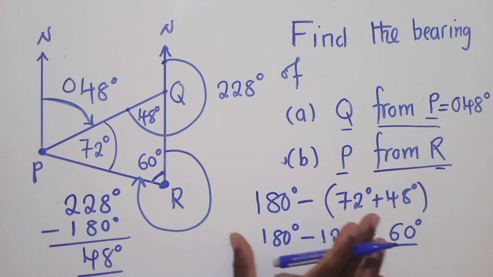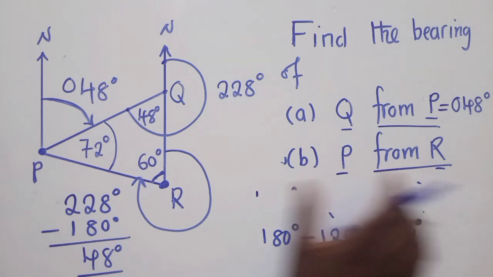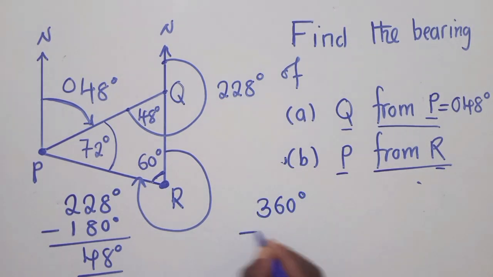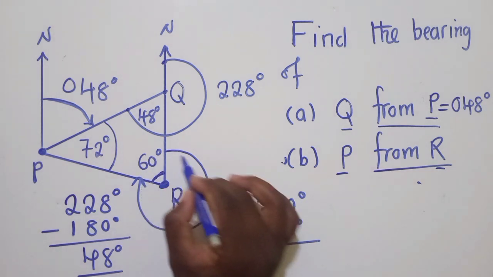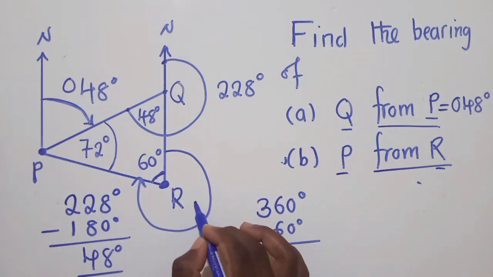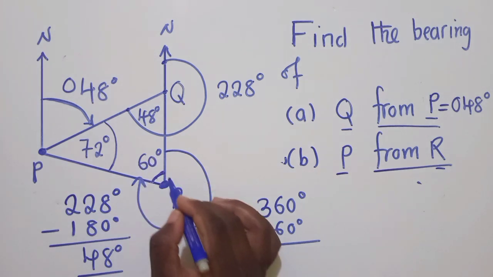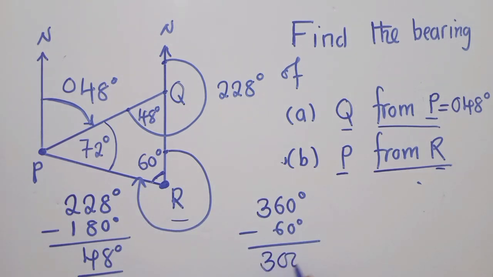So we are going to subtract 60 from 360. So this will just be 360 degrees minus 60 degrees. The reason why we are using this 360 is because it's a property of a circle, okay? When we subtract 60 from 360, we are going to remain with this part of the circle, okay? Which is our answer. That will just be 300 degrees.